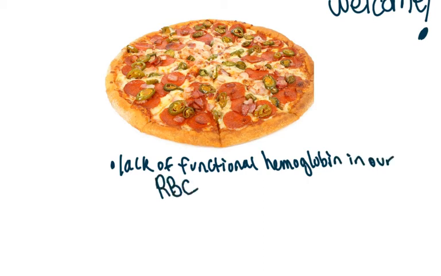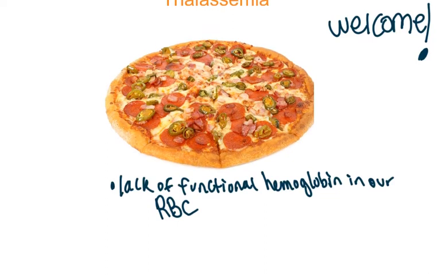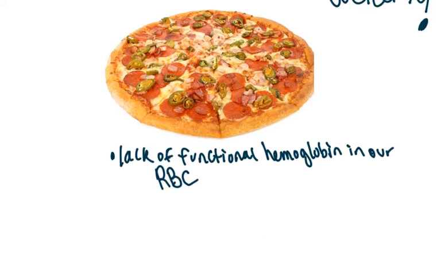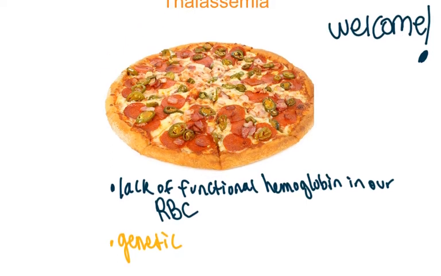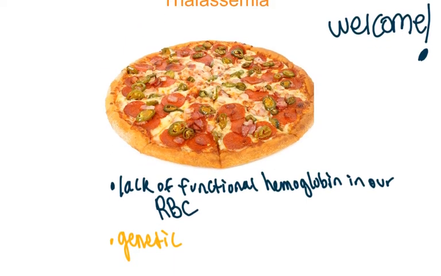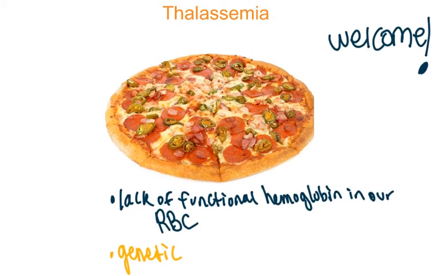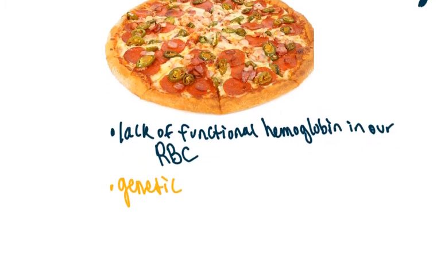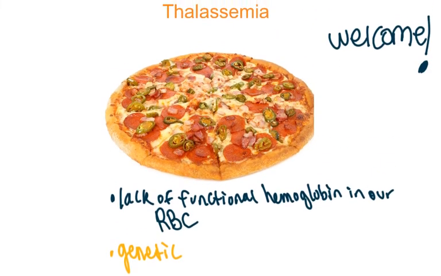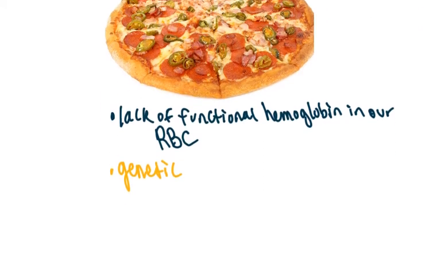And so one thing to know is that thalassemia is genetic. So what that means is that we have a mutation in the DNA. People with thalassemia have a mutation in one of their genes that actually ends up coding for only 3 proteins. So let's go and talk about that now.